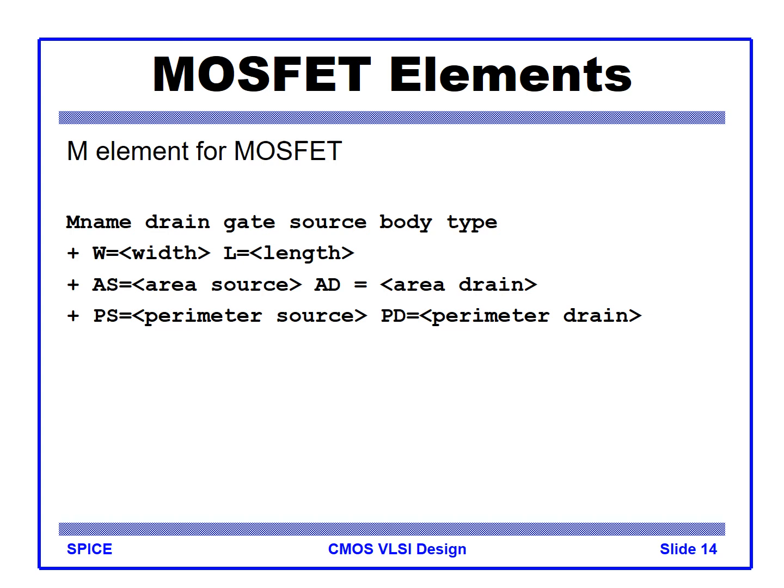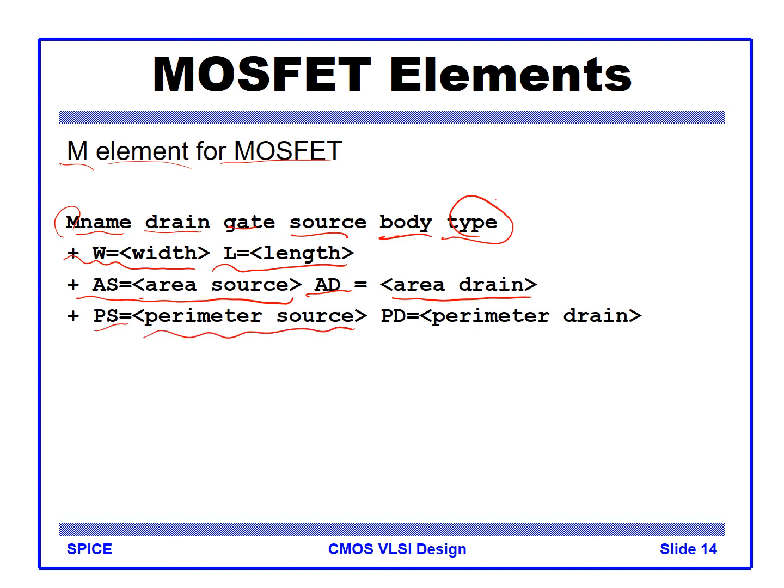Elements are defined with the M element, the M with the name, and drain, gate, source node, and body, and each type, whether that is PMOS or NMOS. And also we have a W and L definition, and area of the source. AS is area of the source, AD is area of the drain, PS is perimeter of the source, and PD is perimeter of the drain. All these are described, and these actually define the characteristics of the transistors.